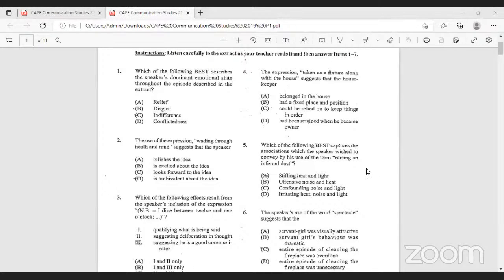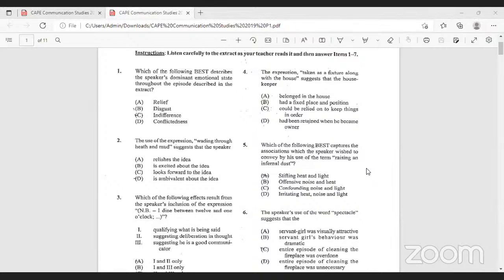So 4, the answer is D. Taken as a fixture along with the house. Basically, they come with the furniture, they come with everything. So it means that they found the person there, whoever is living in the house. 5, which of the following best captures the associations which the speaker? Number 4 is D. Yeah, number 4 is D, dog.